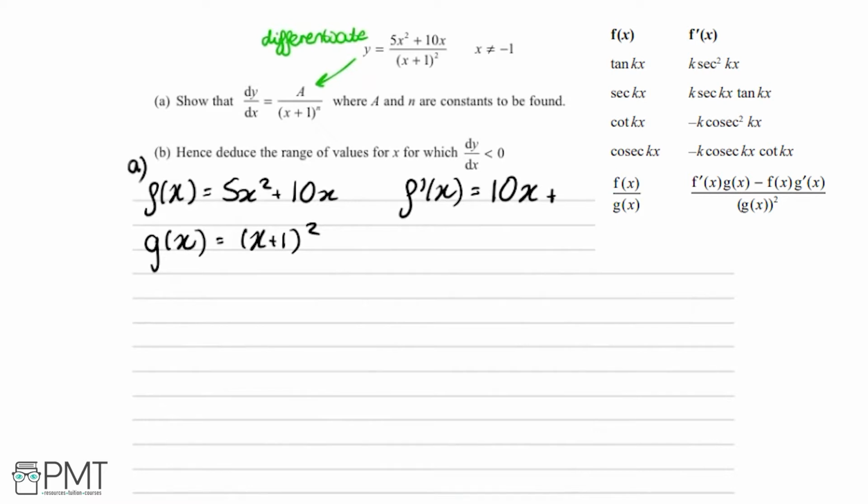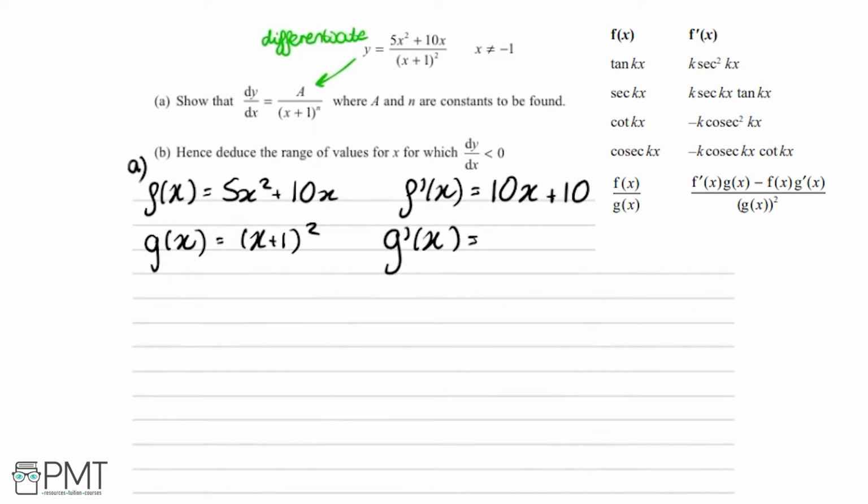And again, we're going to do the same for the next part. So we've got the power of 1, we're going to bring that down. So we times it by 1, so you just get 10 again. And take down the power, so 1 to 0. Anything to the power of 0 is just 1. So this is our expression for f dash of x. We're going to do the same for g dash of x.